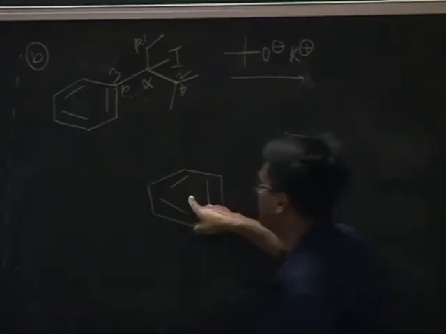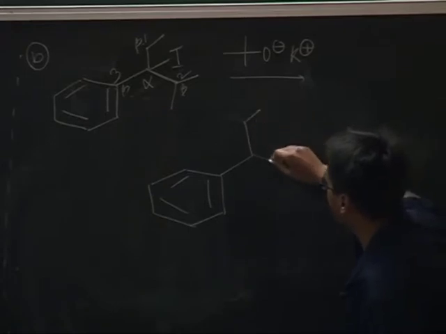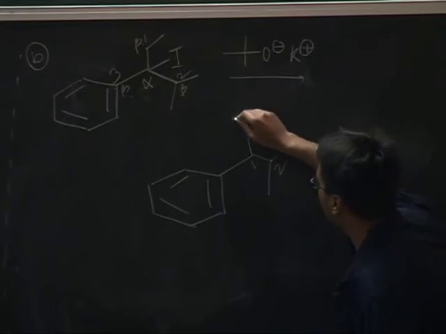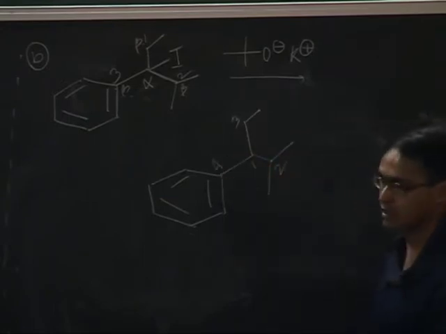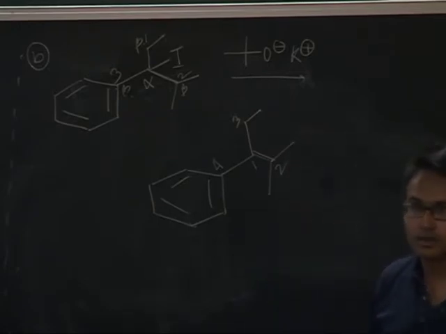I don't mess around with the benzene ring. That stays the way it is. This, that, and that. Where do I form the double bond? Between carbon 1 and 2, 1 and 3, 1 and 4. 1 and 2, like that. Clear?